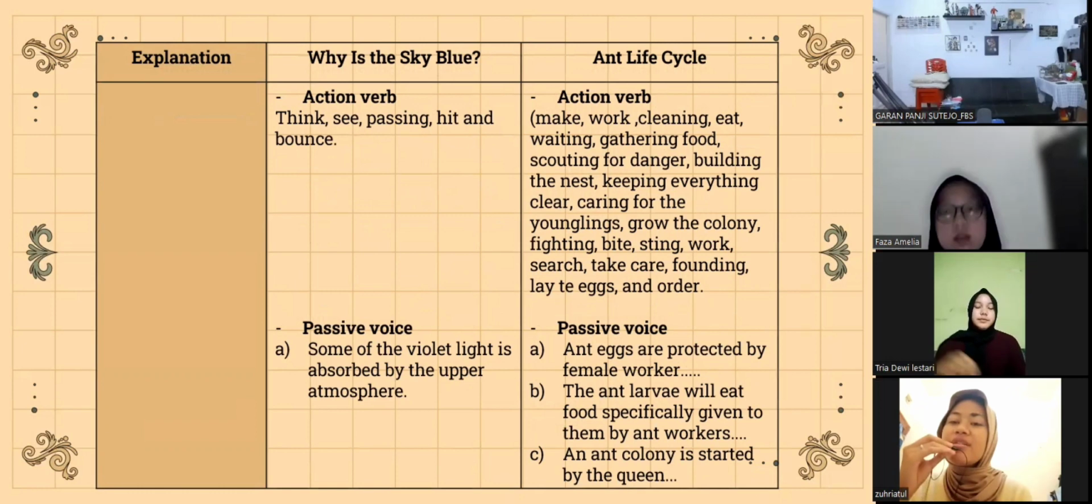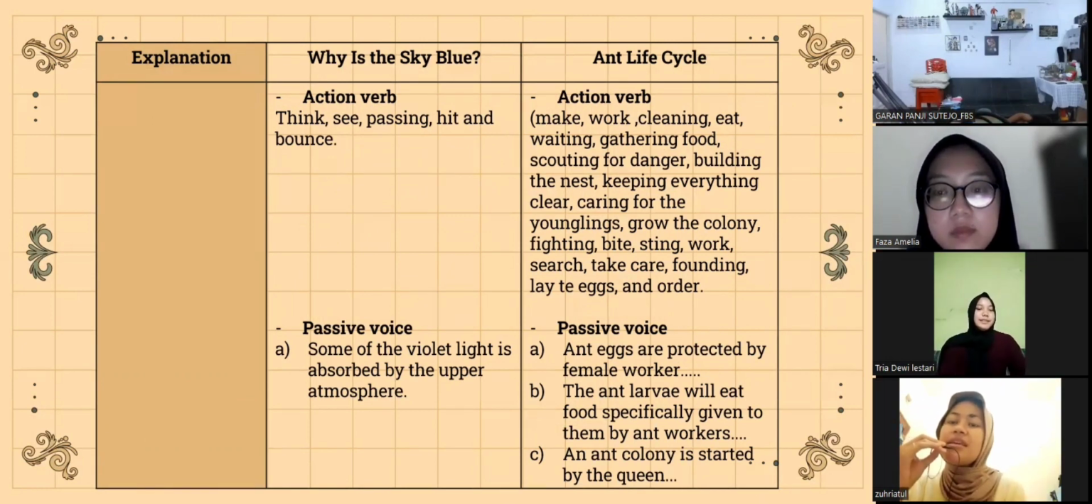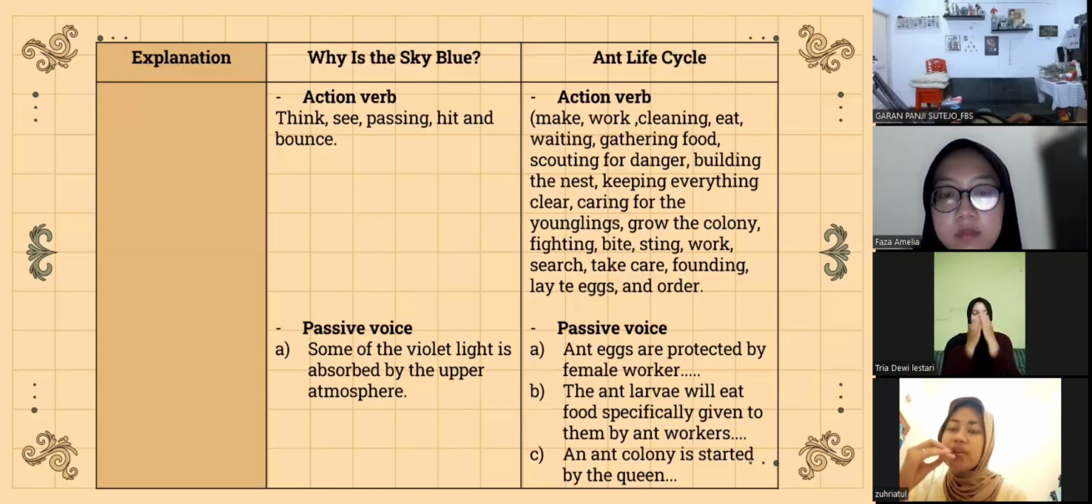Okay. "Why Is the Sky Blue?" Action verbs: seeing, see, passing, heat, and bounce. Passive voice. Number one: some of the violet light is absorbed by the upper atmosphere. Next.